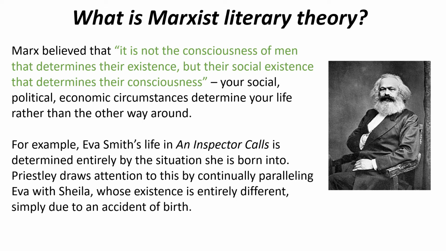And by the end of the play, what we realise is that if Sheila had been born in Eva's position, the situation would have been exactly the same for her. And if Eva had been born in Sheila's position, again, the situation would have been the same, because they've both been shaped entirely by the society that they've been brought up into. And I suppose this is what we mean when we talk about them as being victims of society.